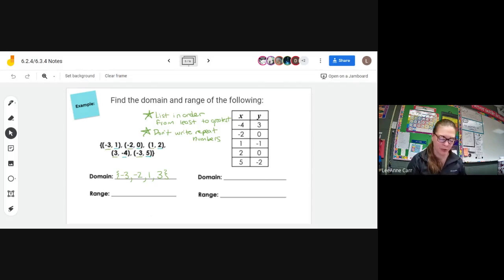Now let's move on to our range. Here, I am going to list again from smallest to biggest and no repeat numbers. Our smallest number is -4. I'm looking at my Y values now for range. So I'm going to have my squiggly brackets, -4, then 0, 1, 2, and 5.